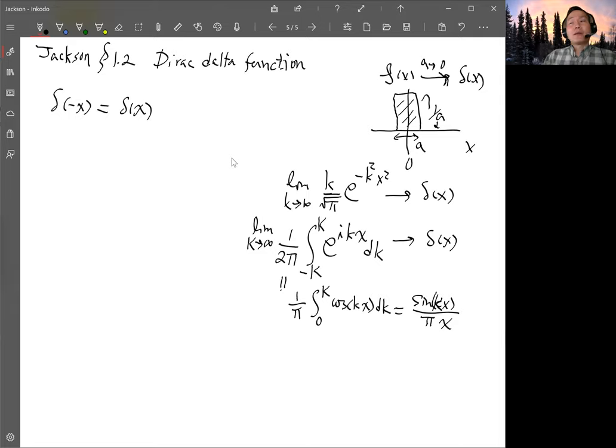Then another property listed in Jackson: delta of x is zero if x is not equal to zero. Jackson writes x minus x prime, but I'll just say x. Another way to look at it is that it is infinity for x equals zero. Although this is not well defined, you can see from this example quite obviously that when A goes to zero, this height goes to infinity. So that's one way to look at the values of the delta function, but again, the delta function is only defined within the integral.